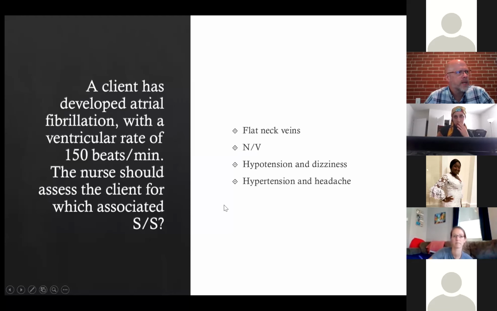NCLEX: a client has developed atrial fibrillation with a ventricular rate of 150. The nurse should assess the client for which associated signs and symptoms? Hypotension and dizziness. Good. Excellent. We're looking for signs of poor perfusion. And if we were to think back to that concept map, neurologically, I would stick dizziness up in that corner box, okay? That's one we didn't mention as we went through.